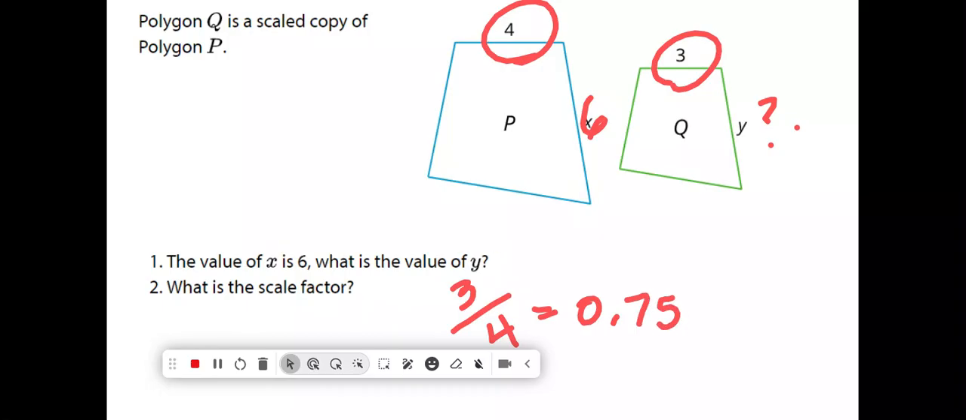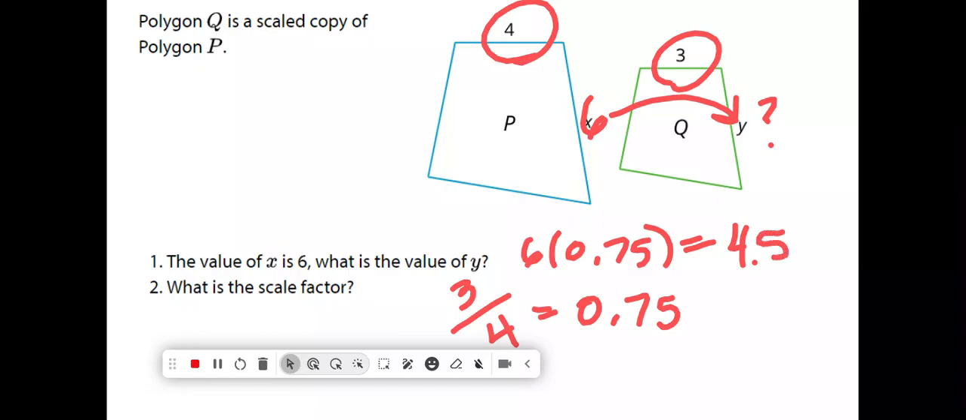So then to figure out what y is, all I have to do is multiply that 6 times my scale factor. No biggie. And 6 times 3/4 is 9/2, or 4.5. So that's what y is.